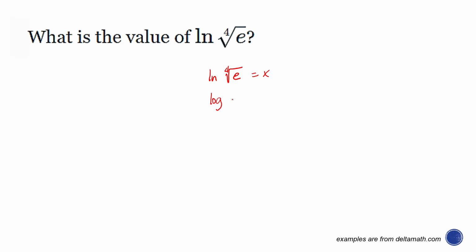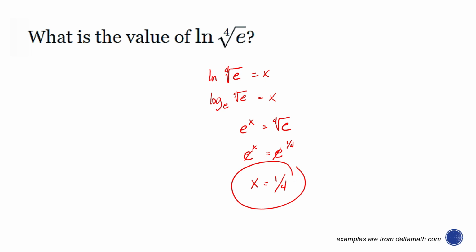logarithm base e, and then we have the fourth root of e equals x. And I will convert this into exponential form. This will be e raised to x equals the fourth root of e. And of course, the fourth root of e, we can express that as e raised to 1 over 4. So clearly, x equals 1 over 4 here. All right. So let's have another one.